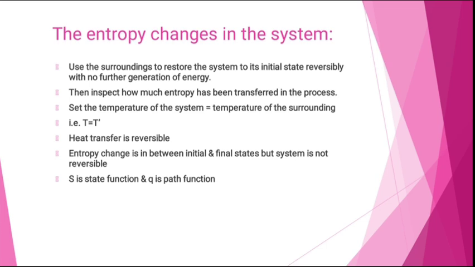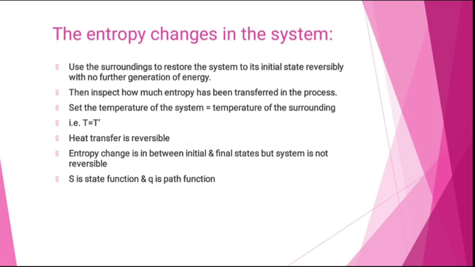In today's lecture we are going to see how entropy changes in the system. Initially we have to take the surroundings to restore the system to its initial state reversibly with no further generation of energy. And then we have to inspect how much entropy has been transferred in the process. So, set the temperature of the system equal to the temperature of the surroundings. That means T is equal to T dash, where T is the temperature of the system and T dash is the temperature of the surroundings. That means the system is in thermal equilibrium.